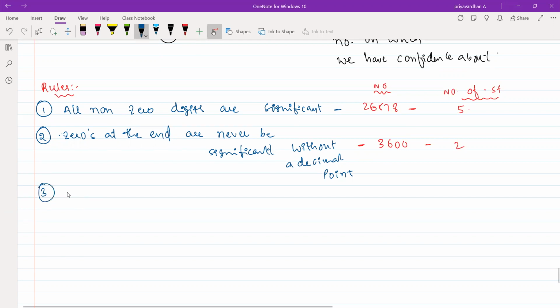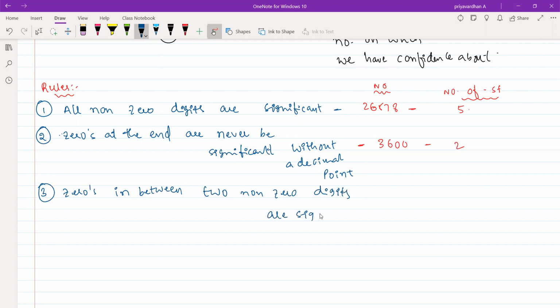I'll add one more rule. Zeros in between 2 non-zero digits are always significant. Okay. So assume I'm having some number 3652. How many significant figures are there? 6. Exactly, 6. Yes, 6 significant figures are there. Good.